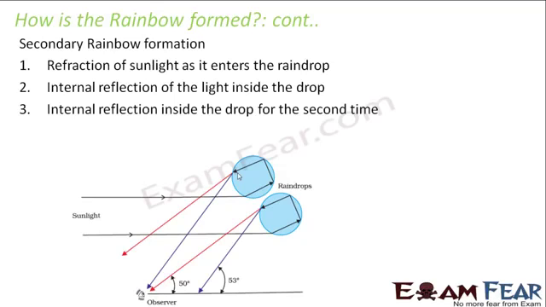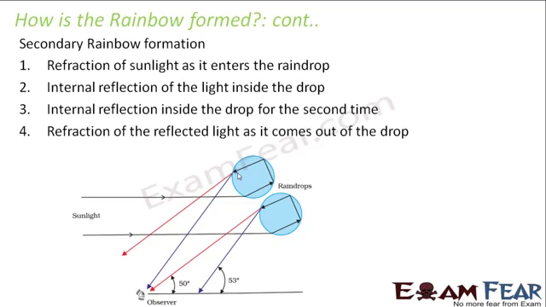So it is something like, somewhere internal reflection will take place only once, somewhere internal reflection will take place twice. But however, the rainbow which you see will remain the same. There is no difference in the view of a primary rainbow and a secondary rainbow. It is just that since in the formation of a secondary rainbow, the internal reflection inside the raindrop takes place twice, it is known as a secondary rainbow. And again, when it comes out of the drop, refraction takes place, as again there is a change in medium. So rest everything remains the same.